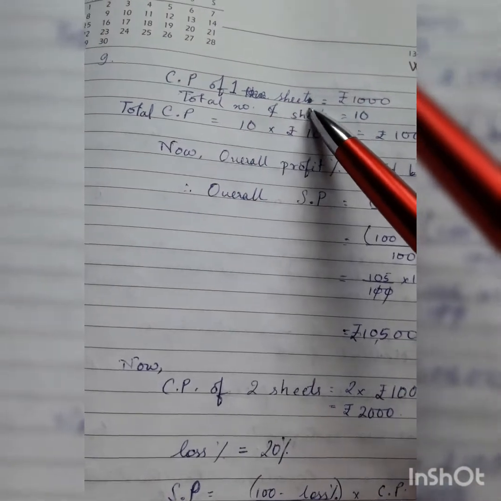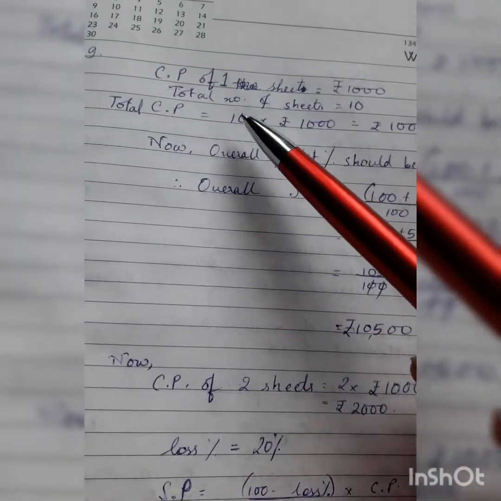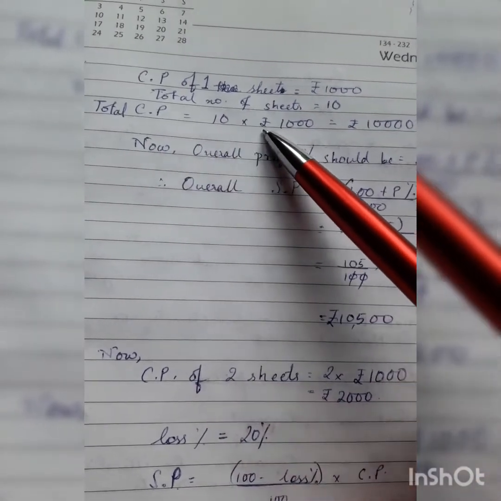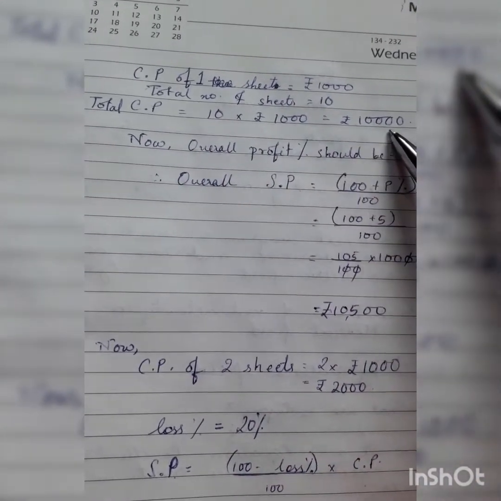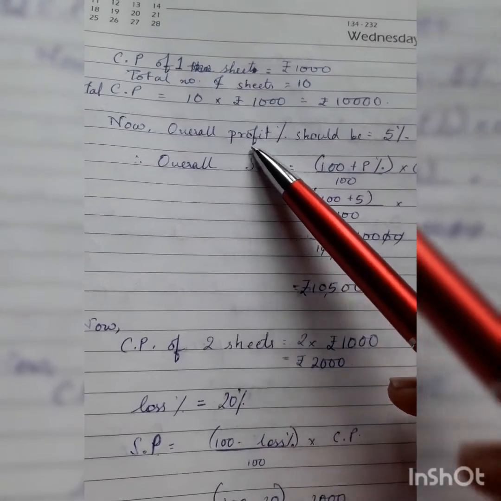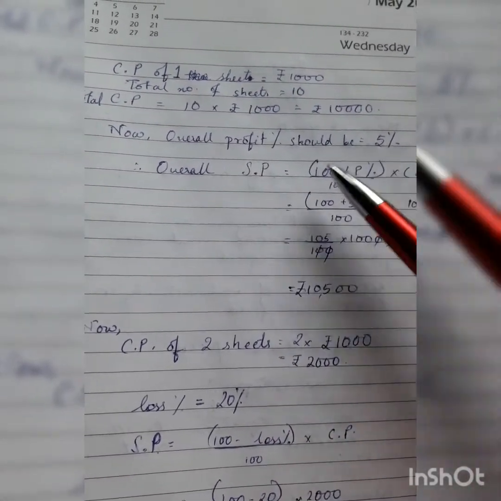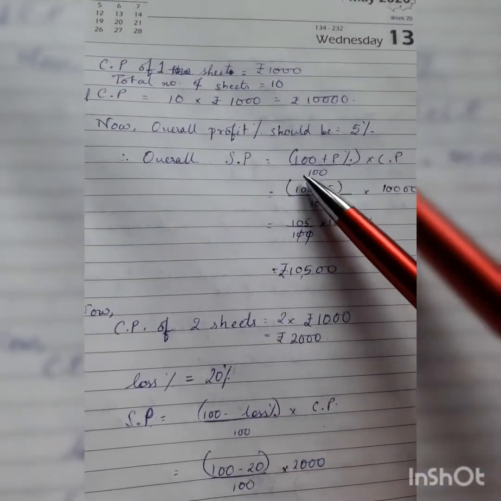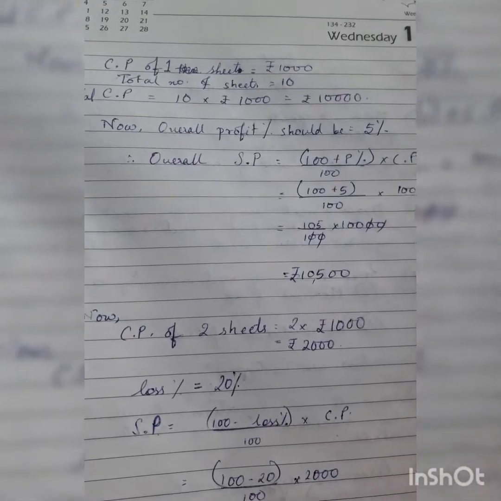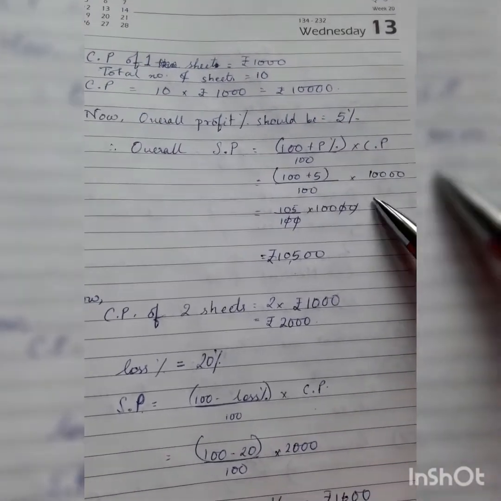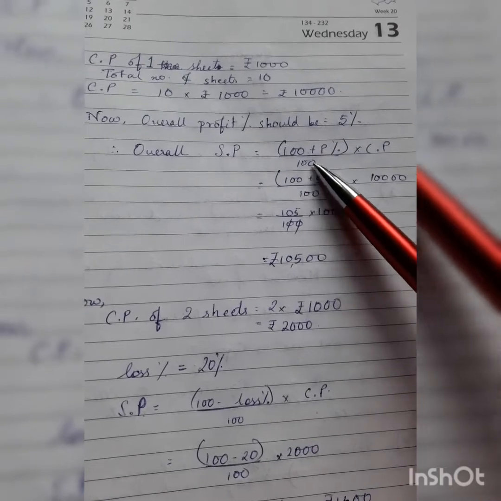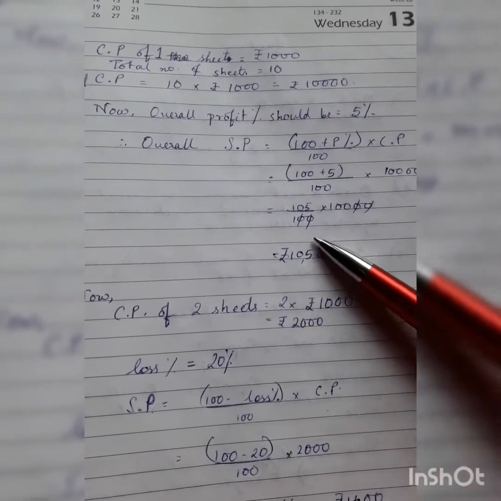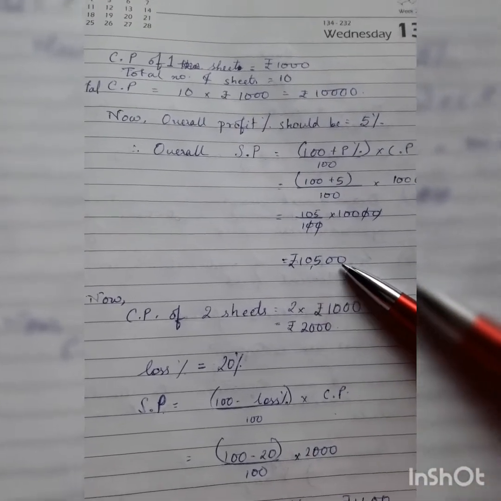See, CP of 1 sheet is equal to rupees 1000. Total number of sheets are 10. Therefore, total CP is equal to 10 into rupees 1000, which is equal to rupees 10,000. Now, overall profit percent should be 5%. So, overall SP should be equal to (100 plus profit percent) by 100 into CP. This CP is the overall CP again, which is 10,000. Profit percent is 5%. After I substitute the values, I am going to get overall SP as rupees 10,500.